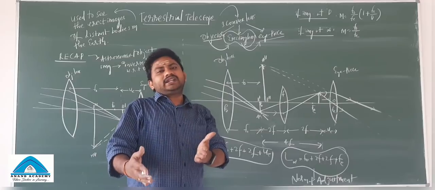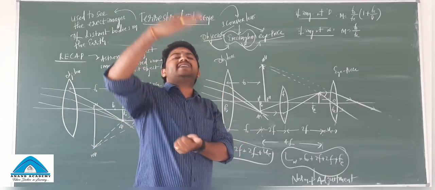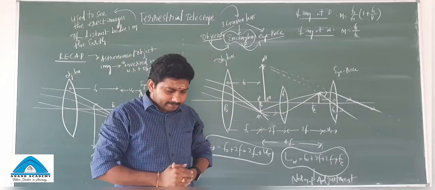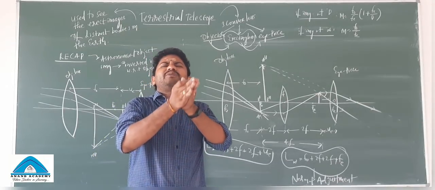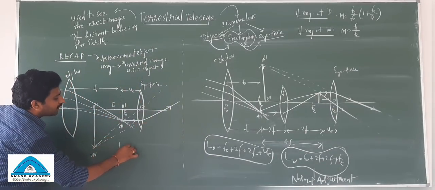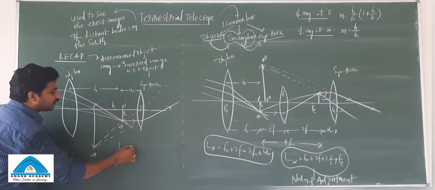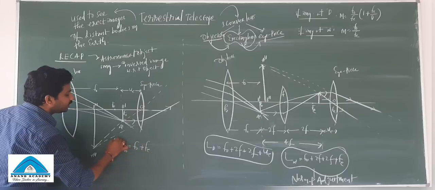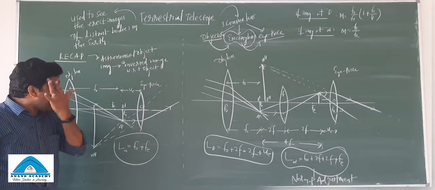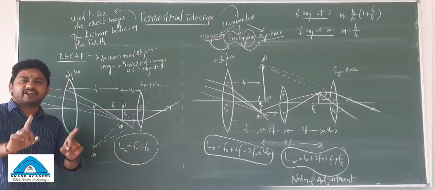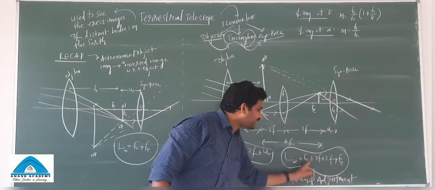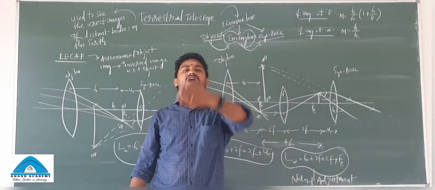Now, there are some disadvantages with this terrestrial telescope compared to the astronomical telescope. What are the disadvantages? Let's see. It's so simple. Number one, the length of the telescope will be increased. Previously, in the case of normal adjustment, the length of the telescope when the image is formed at infinity is F0 plus Fe, right? Let us compare the astronomical telescope and the terrestrial telescope in normal adjustment. Astronomical telescope is F0 plus Fe. For the terrestrial telescope, F0 plus Fe is as it is, but in the middle you see the term 4F, right?